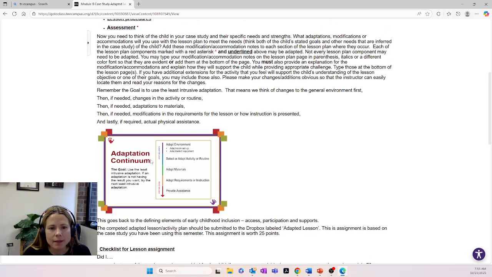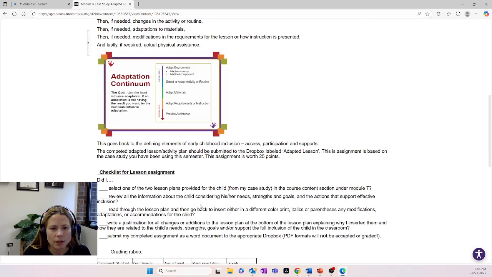Okay, so always think about the adaptations on a continuum. The goal is always to do the least intrusive, but you will move up and down throughout. That's why it's called a continuum. So this is to give you a visual of what we're talking about.